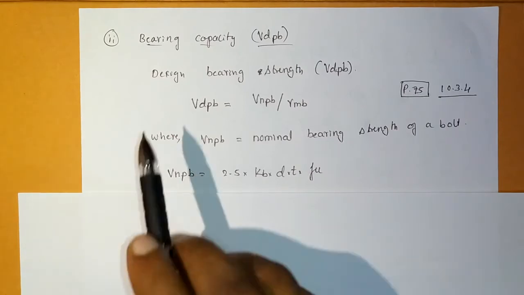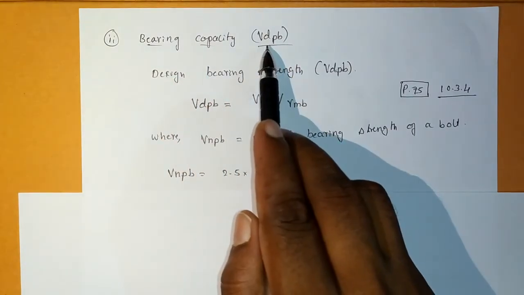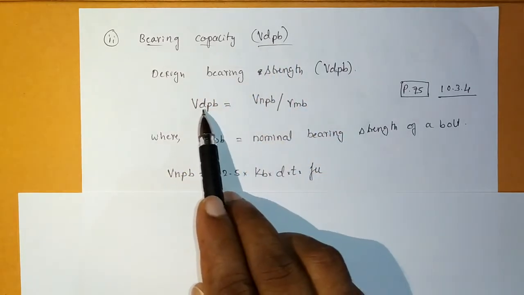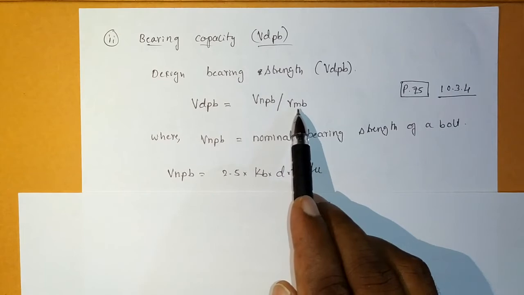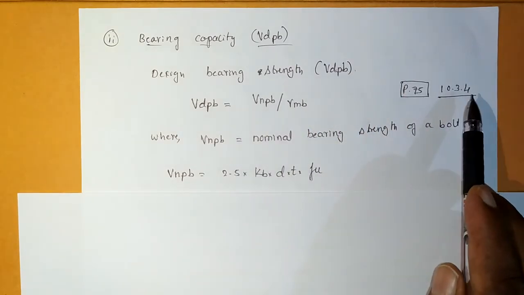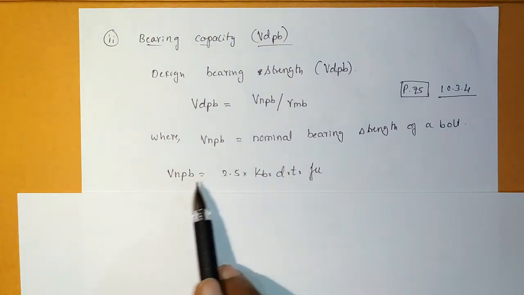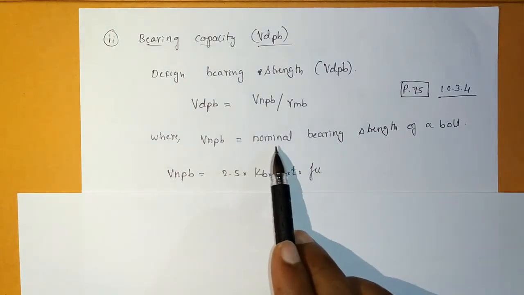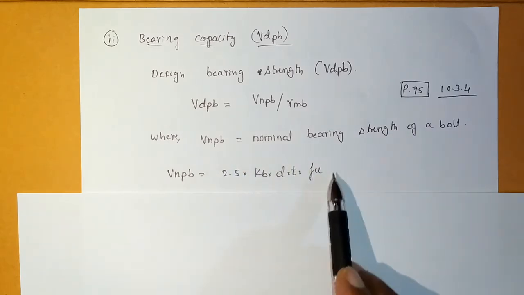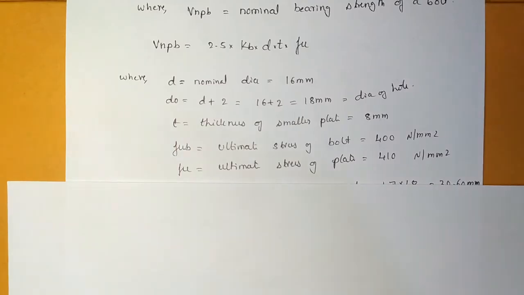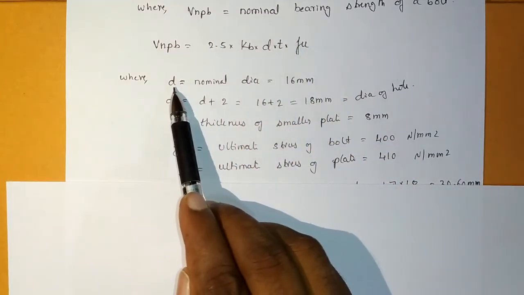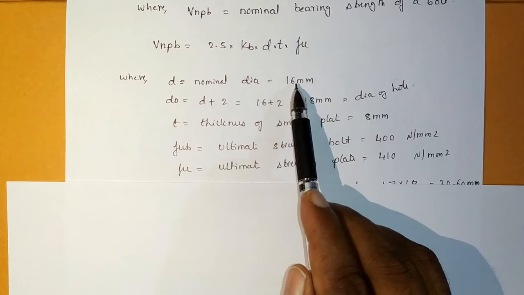Okay, next step we have to calculate the bearing capacity of the bolt, VDPB. First we have to calculate the design bearing strength, that is called VDPB, VNPB by gamma MB. All this formula is given in page number 75, clause number 10.3.4. Next VNPB, it's nothing but the nominal bearing strength of a bolt that can be calculated by using this formula. Now we are going to calculate all these values, where d is equal to nominal dia of the bolt. The dia of the bolt is given, 16 millimeter.